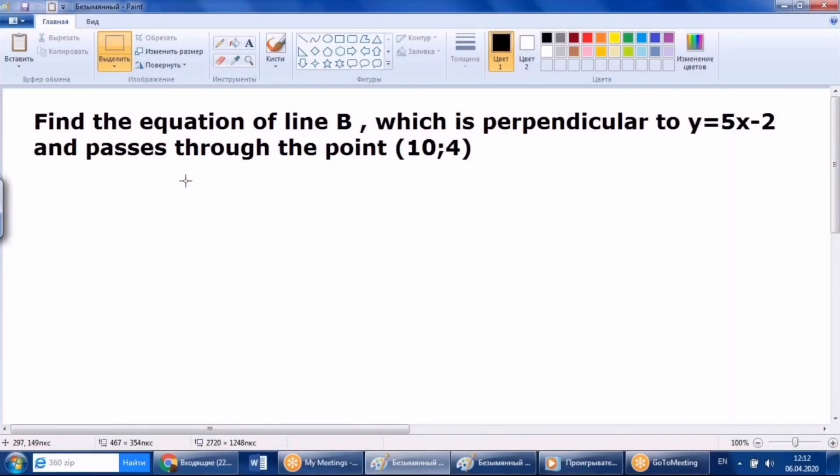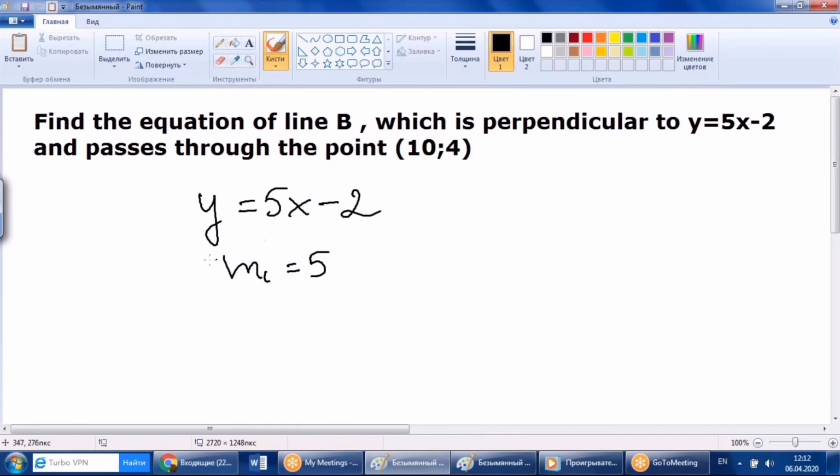Find the equation of line B, which is perpendicular to the line y equals 5x minus 2 and passes through the point (10, 4). So, let's find the gradient of the given equation y equals 5x minus 2. So, the gradient of this equation is equal to 5. And we know that line B is perpendicular to this line. So the gradient of the other line will be negative 1 over 5.